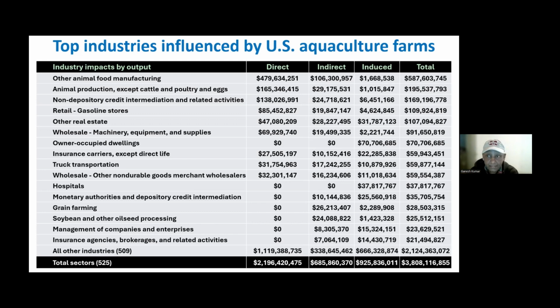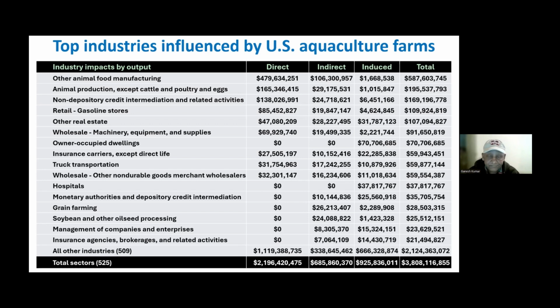And real estate is another very important sector, because people who are employed in this sector, as well as people who are employed because of this sector in other sectors, are also living in rented or owned houses, so that real estate impact is also pretty high. All of them are more than $100 million. So in total, 525 of the 546 sectors in IMPLAN are affected or influenced by U.S. aquaculture farms. That's a pretty big number. That's 96% of the economy being connected with U.S. aquaculture farms.